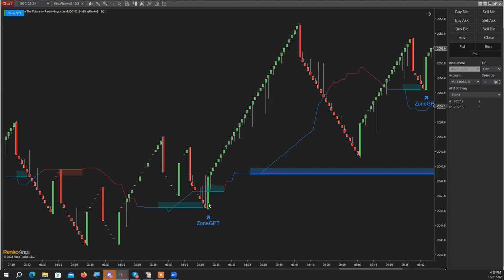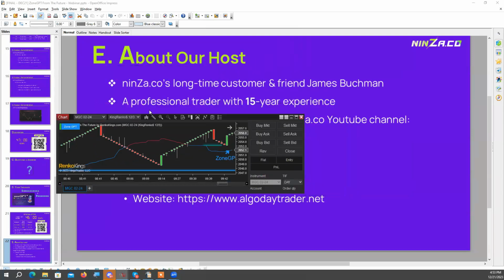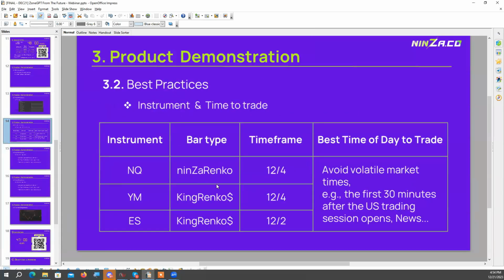So again, as far as must you use the Renko King bar, I don't think you do. As a matter of fact, I just saw that. Where is that? Let's see. Yes, even NinzaCo has the Ninza Renko, so you don't have to use the King Renko bar. From what I was told, it was specifically designed for it. I used it on time frames. I don't think it's essential, but I do see the difference as far as precision. The system does tend to be more precise with the King Renko.